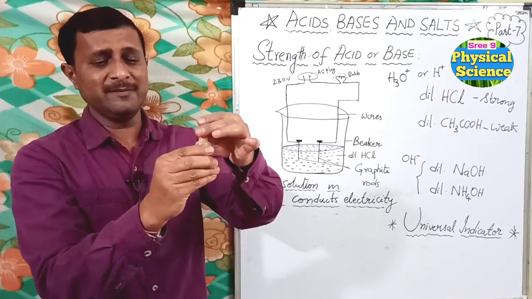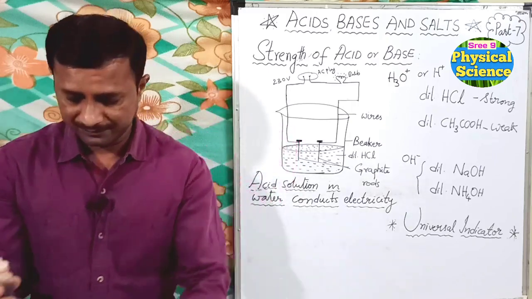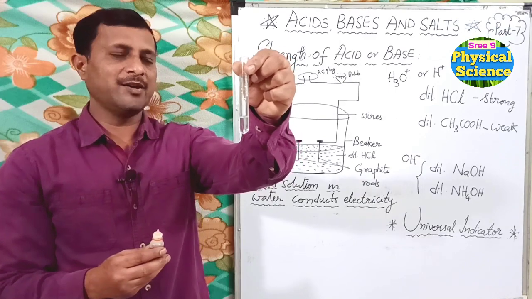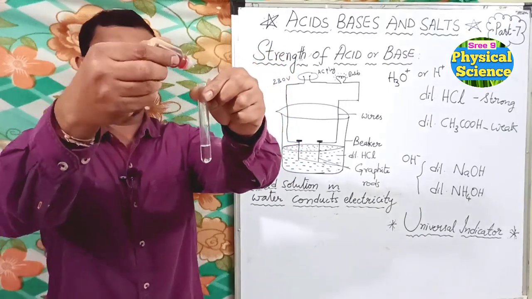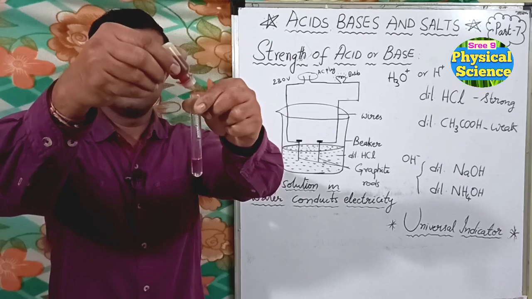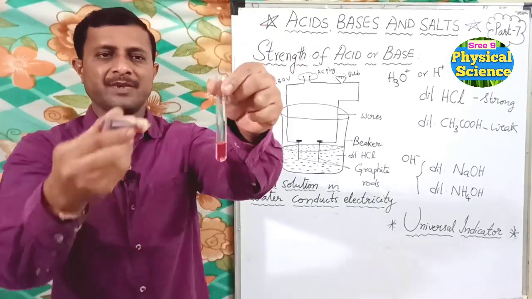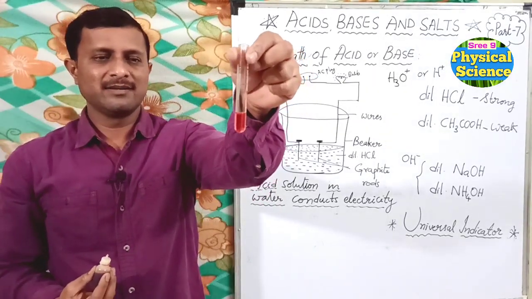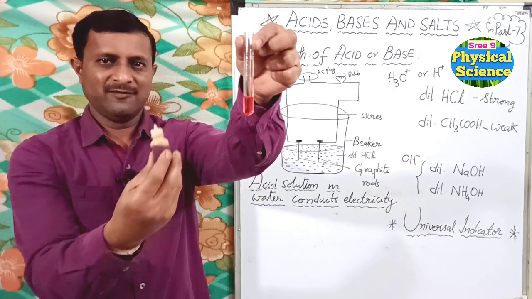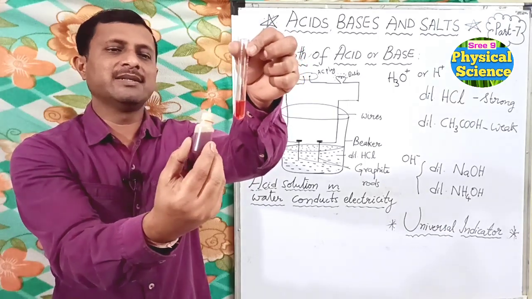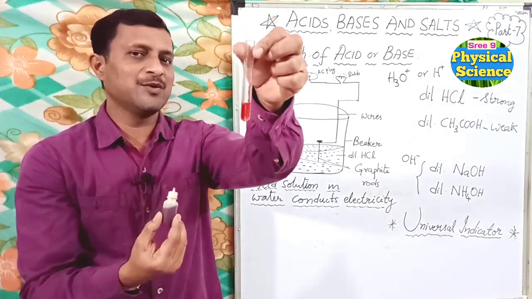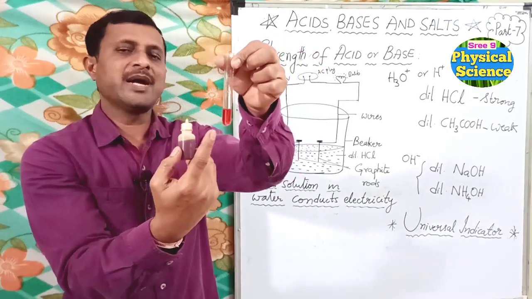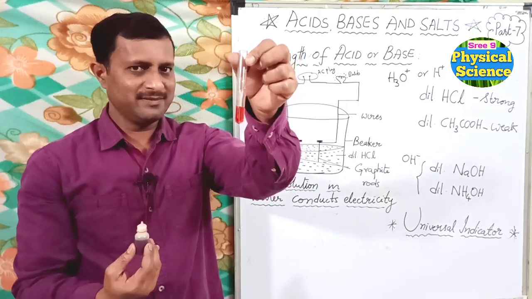Now I'll show you. So this is acid, dilute hydrochloric acid. Now I'm adding a drop. As we have seen in earlier classes, the color is changed to red. The universal indicator changed the dilute hydrochloric acid solution to red color. It changed the color of dilute hydrochloric acid to red color, right? Yes.